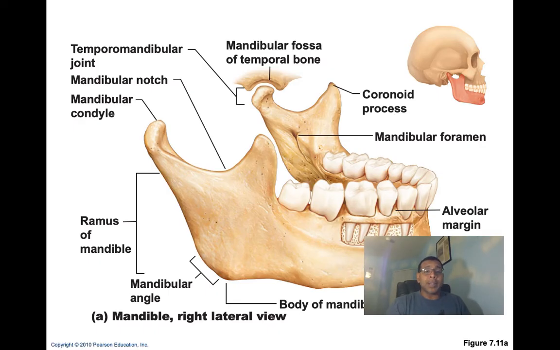Next up we have the coronoid process. The coronoid process serves as the insertion point for the temporalis muscle that's going to elevate the lower jaw. Next we have the mandibular condyle. The mandibular condyle articulates with the mandibular fossa of the temporal bone, of the squamous region, and they form the TMJ, the temporomandibular joint. Next, in between these two, you've got the mandibular notch. It separates that condyle from the coronoid process.